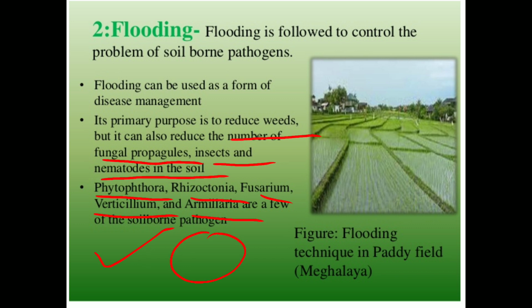But due to flooding, an anaerobic condition is formed. That is, there is a scarcity of oxygen in soil, and due to the unavailability of oxygen, most of those harmful pathogens are completely killed. So not in all cases, but in some cases, like in paddy, we can use a flooding system.